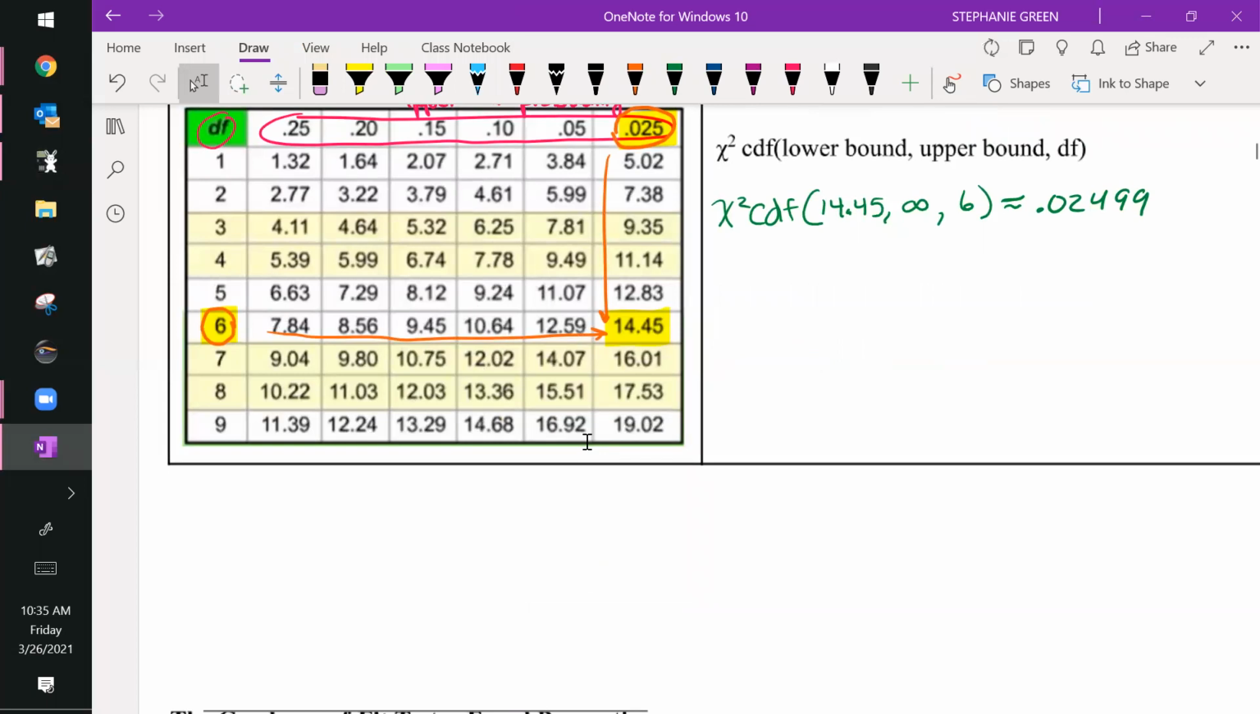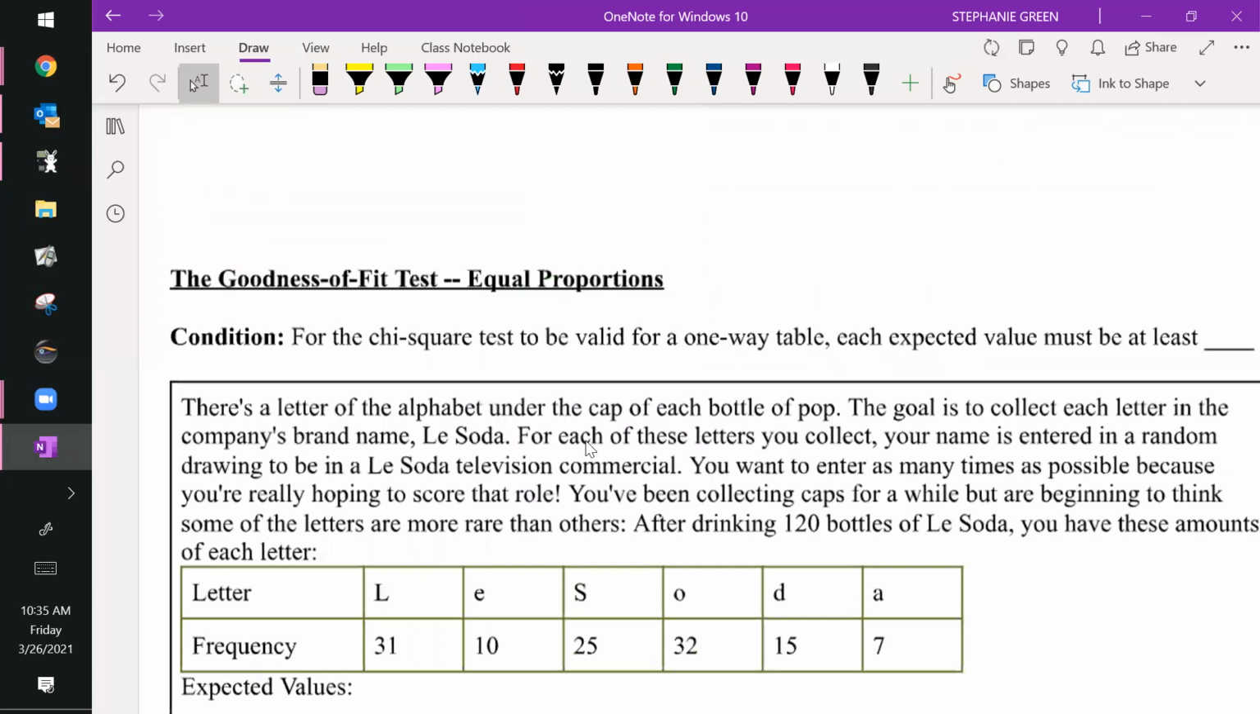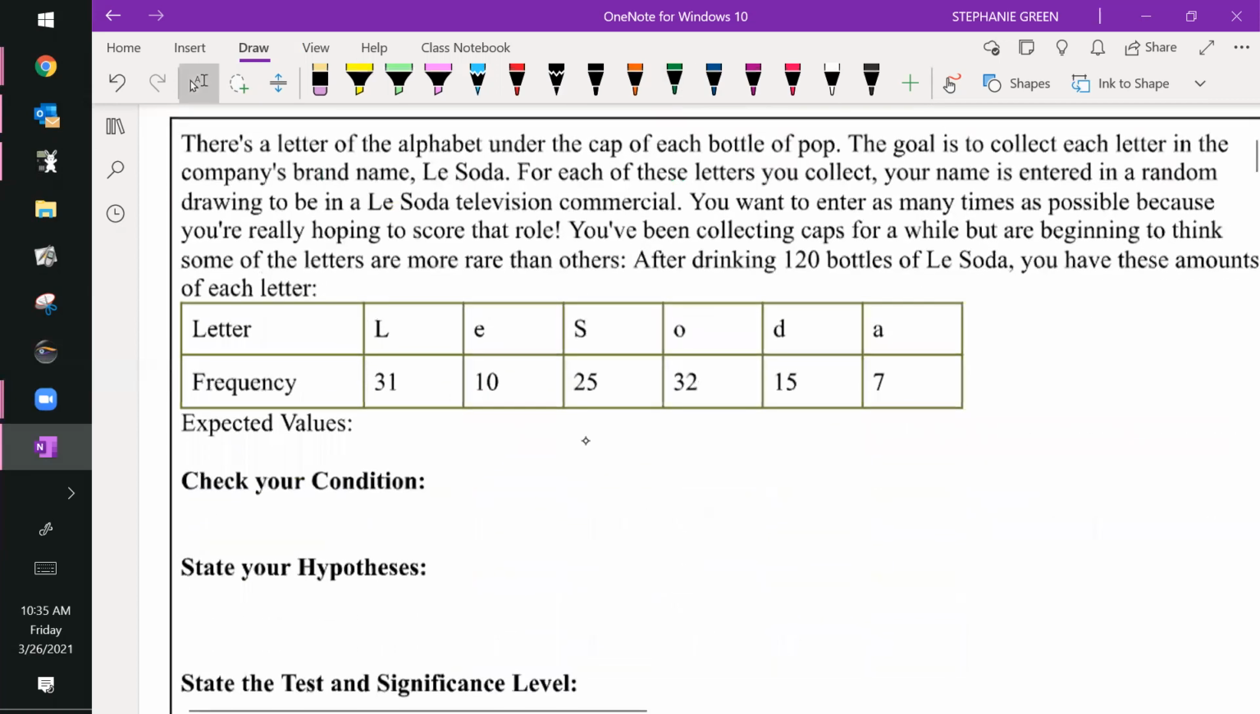So let's go ahead now and do a significance test. The first type of significance test we're going to learn about that we can do with a chi-square distribution is called the goodness of fit test, abbreviated GOF. And this first one, we're going to start with the easy one. We're going to do a GOF test for when our outcomes have equal proportions. So they give you this example in the video here.